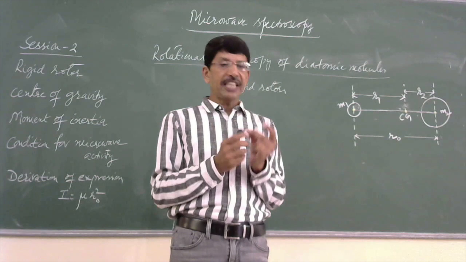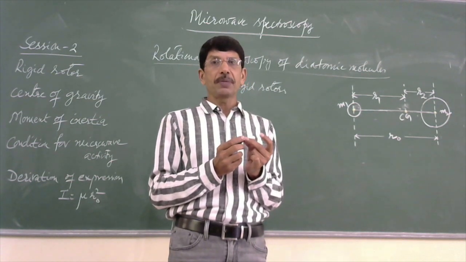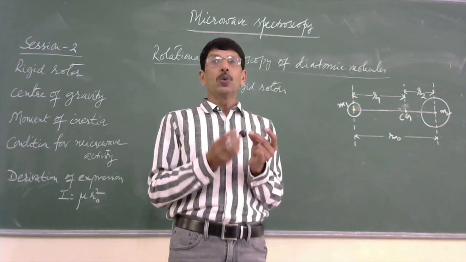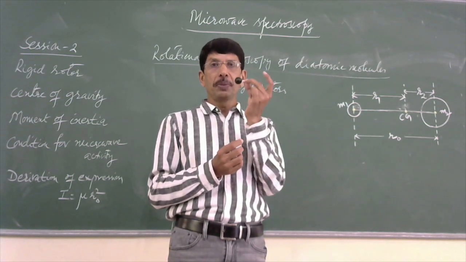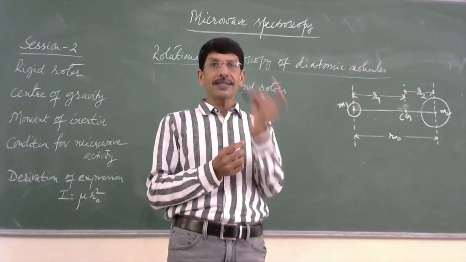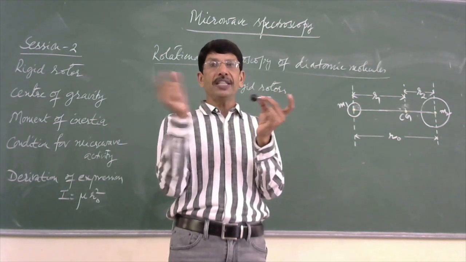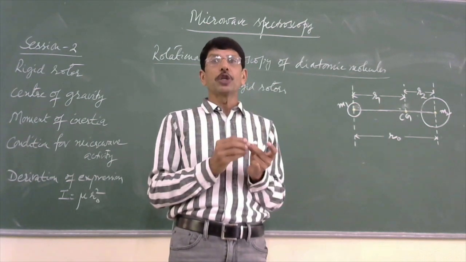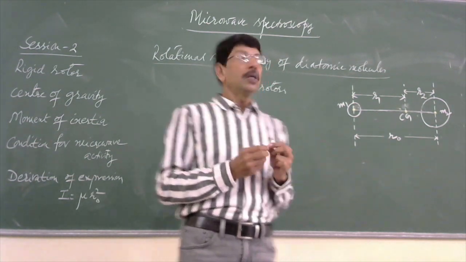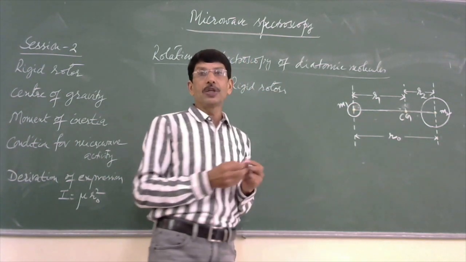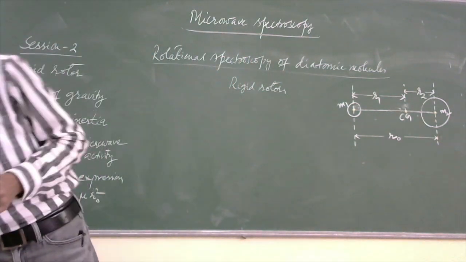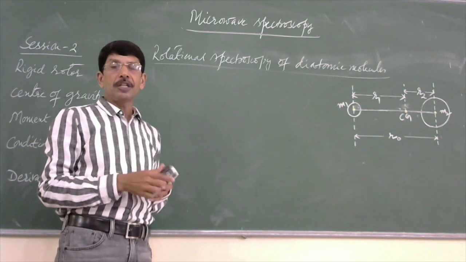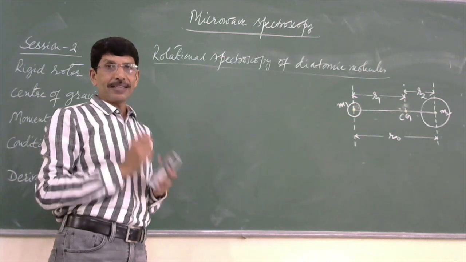While deriving the expression for the moment of inertia of a diatomic molecule, or while studying microwave spectroscopy of diatomic molecules, we assume this molecule to behave as a rigid rotor. Though along with the rotation there is a vibration taking place, we assume the bond length to remain constant. That is called a rigid rotor. So a rigid rotor is a molecule in which, during its motion, the bond length is assumed to remain constant.